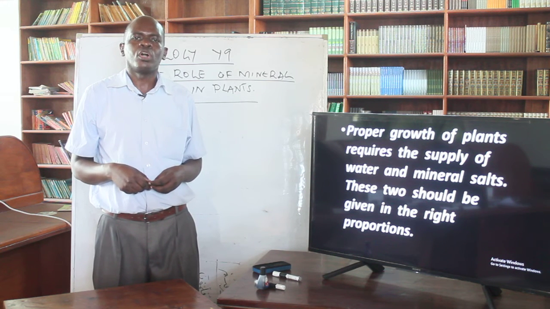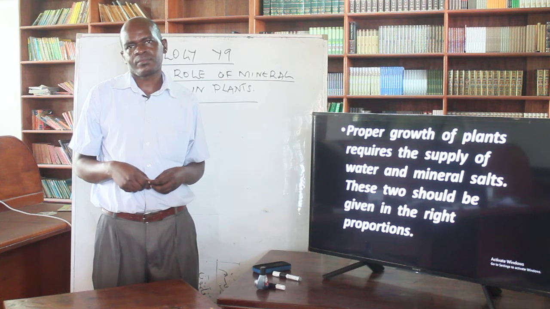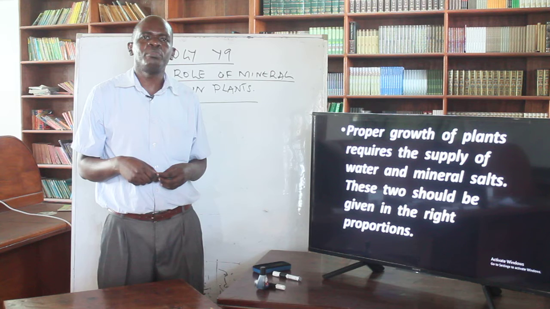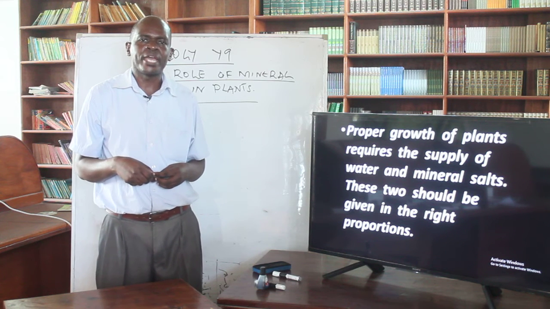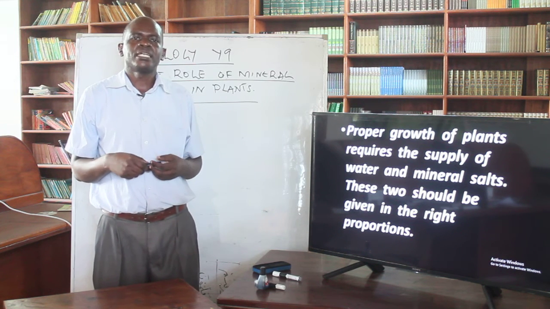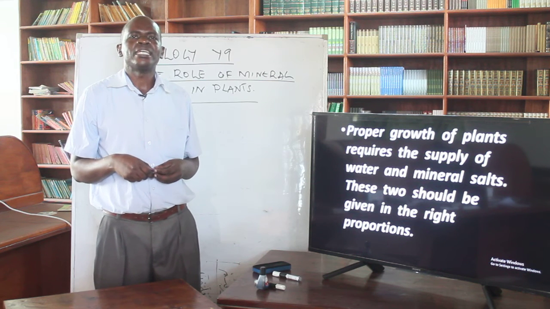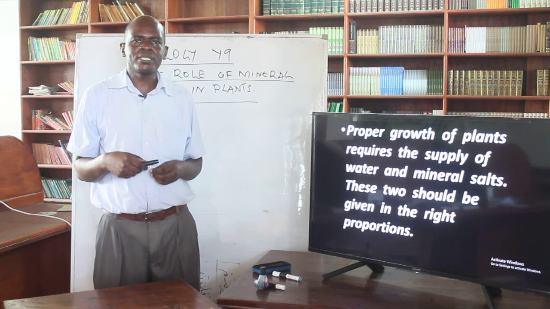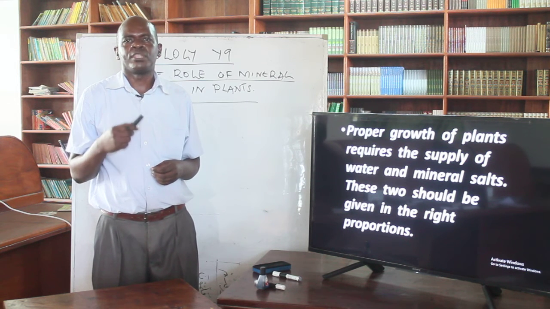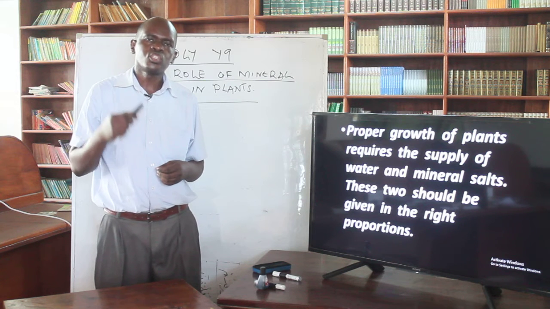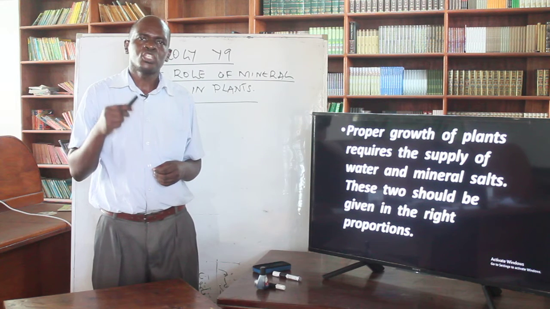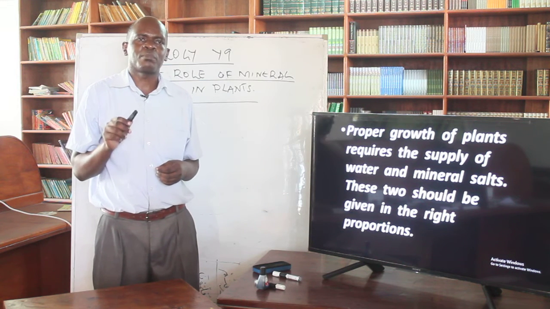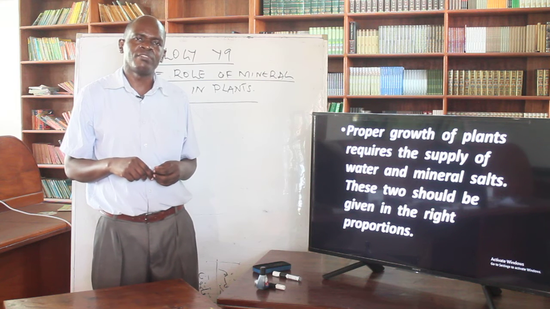Now, these two should also be given in the right proportions. That means the water and the mineral salts should be supplied in their required amounts. When we say the two have to be given in the correct proportions, what we mean is that we only need a specified amount of water for the plants, so that it is not too little, nor too much. It must be supplied within the limits that will benefit the plant.